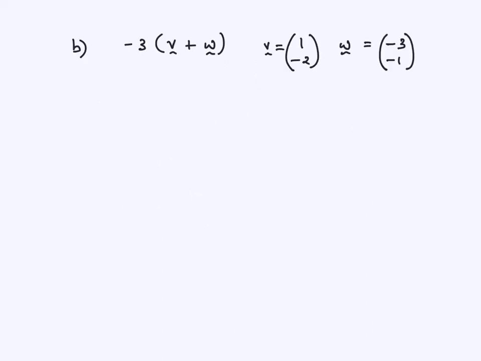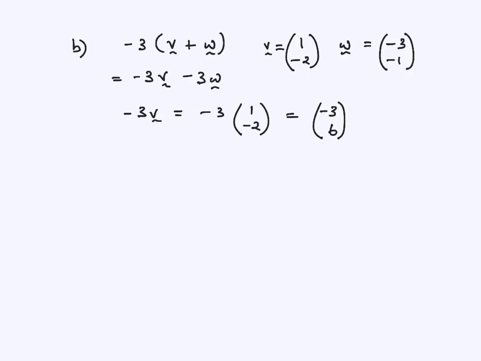Part B, minus 3 times v plus w. Well, what we could do is break up the bracket, so minus 3v minus 3w. Now, minus 3v is minus 3 times 1, minus 2, and that's minus 3, 6. Minus 3w is minus 3 times minus 3, 1. That gives us 9, minus 3.